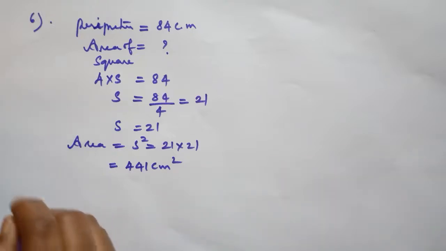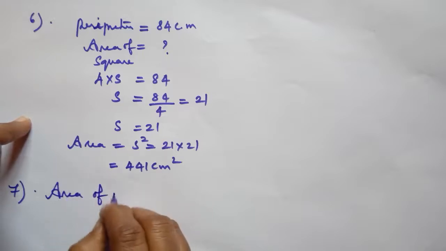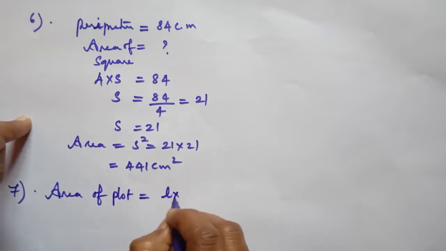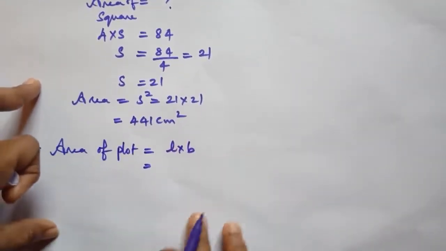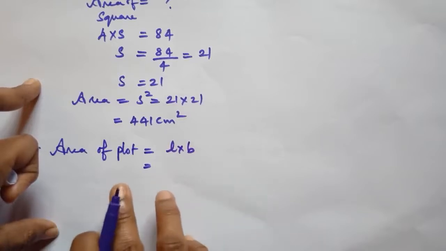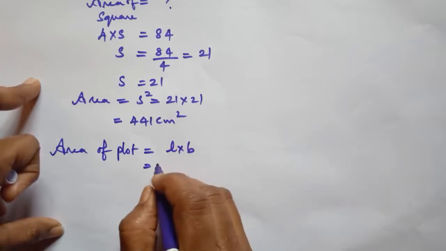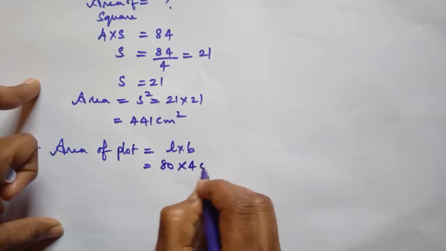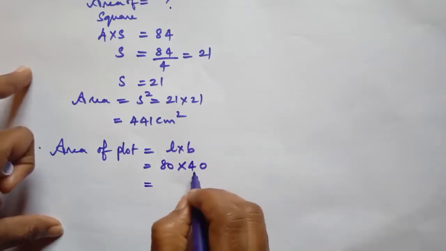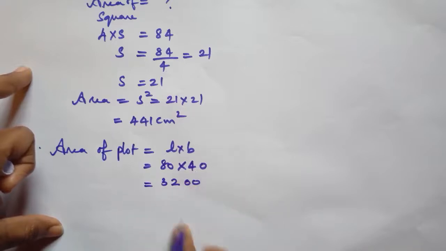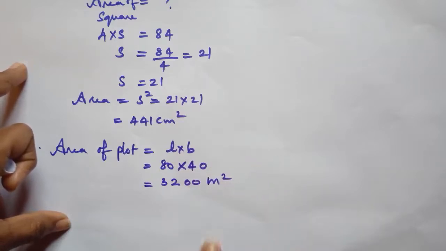Students listen, seventh question. Area of the plot is equal to area of rectangle, which is equal to L into B. Here I have written the short steps only. You can write this way, or otherwise you can put all the information and then write the steps. Is it clear? L into B. Here L is equal to 80 and B is equal to 40. So 80 into 40, 8 4s are 32. So 3200 meters square.